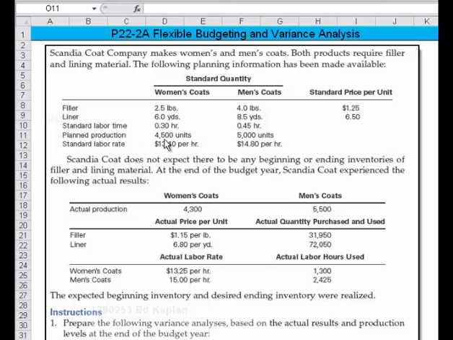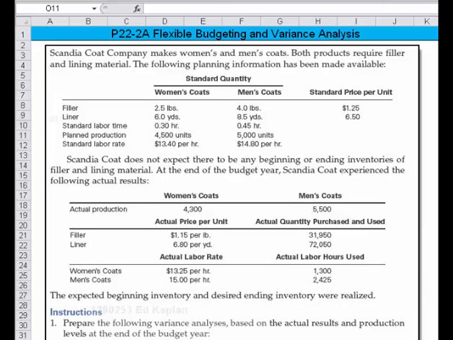My mistake. Planned production is 4,500 units and 5,000 units, and the standard labor rate is $13.40 to make the women's coats and $14.80 to make the men's coats. They don't expect any beginning or ending inventories of filler and liner material. At the end of the budget year, they made 4,300 units of women's coats and 5,500 of men's coats. The actual price they paid was $1.15 per pound, and the actual quantity was 31,950 purchased and used. The liner was $6.80 per yard, and the quantity used was 72,050. The actual labor rates were $13.25 and $15 an hour. Again, the expected beginning inventory and desired inventory was realized.